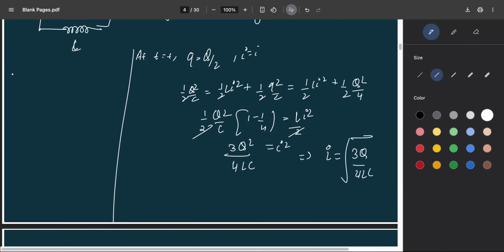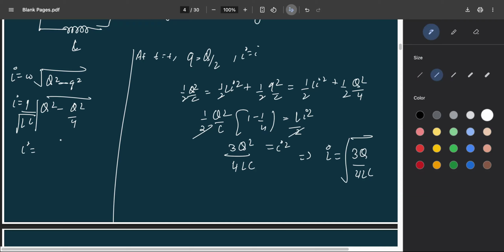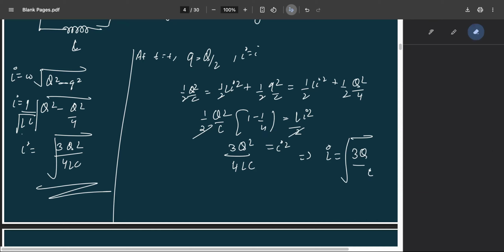What is another method? Current is equals to omega under root q square minus the charge square. I is equals to omega, which is 1 by Lc under root, times q square divided by 4. So I is equals to 3 q square divided by 4, both under Lc. So this is the answer. Both are the same answer. Either way you go, both give the same answer.